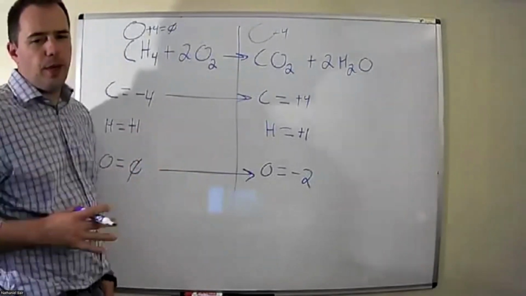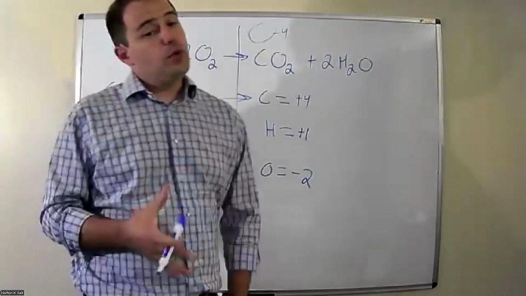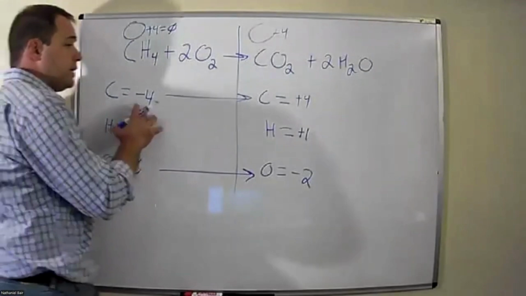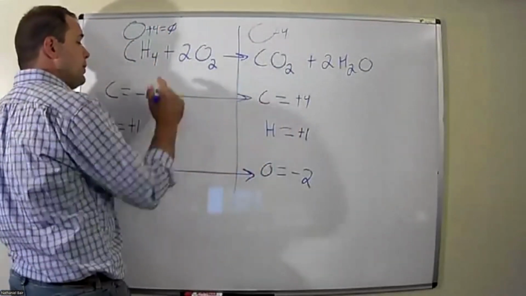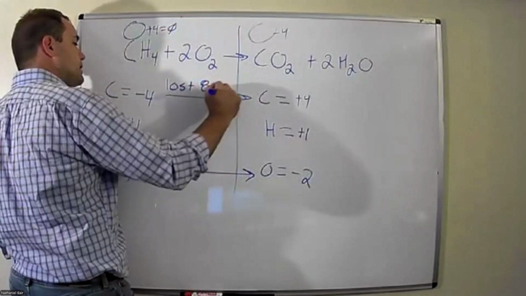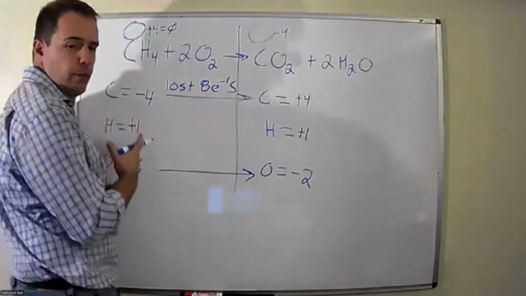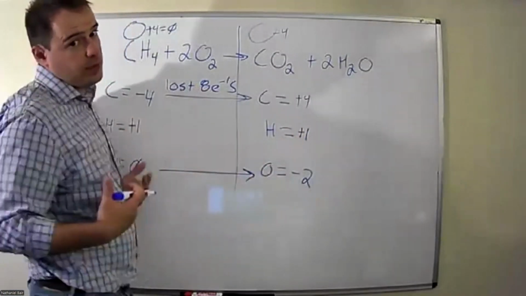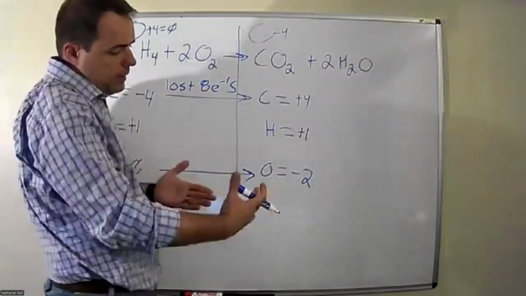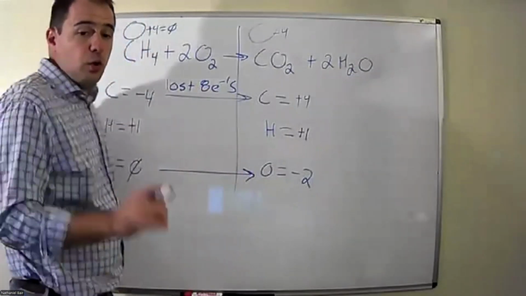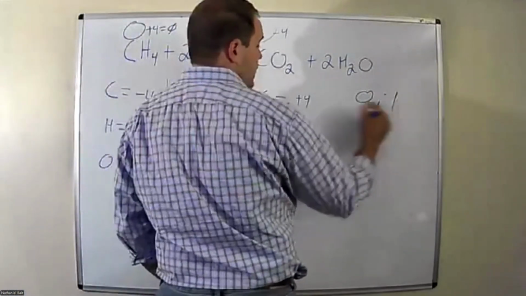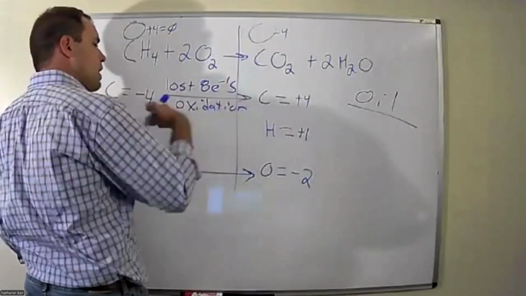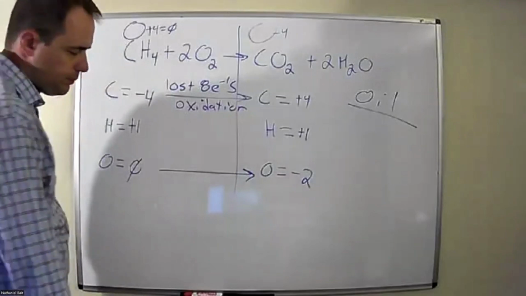So what happened here? Well, you need to remember that electrons are negative. If you remember that, it's easy to see who's gaining electrons and who's losing. If carbon goes from minus 4 to plus 4, then each carbon atom lost 8 electrons. Think about it. If you go from minus 4 on a number line to positive 4, that's a difference of 8. And electrons are negative. You started out negative, now you're positive. You lost 8 electrons. Losing electrons, folks, is oxidation. So the carbons were oxidized in this reaction.